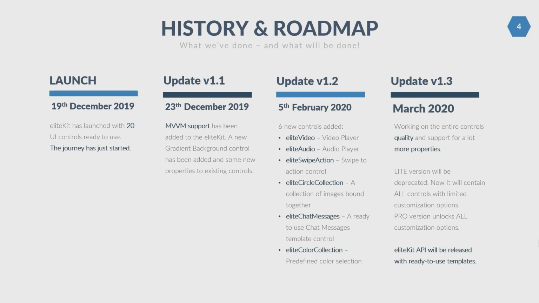We won't include any new elements and controls. So our main focus with the update version 1.3 is mainly to optimize currently existing controls, to add a lot more properties to our controls now, and a new change to the license model will be done. The Lite version won't exist anymore. We will delete the Lite version, as each control which is available in the Elite Kit will be completely available in the basic version for free.